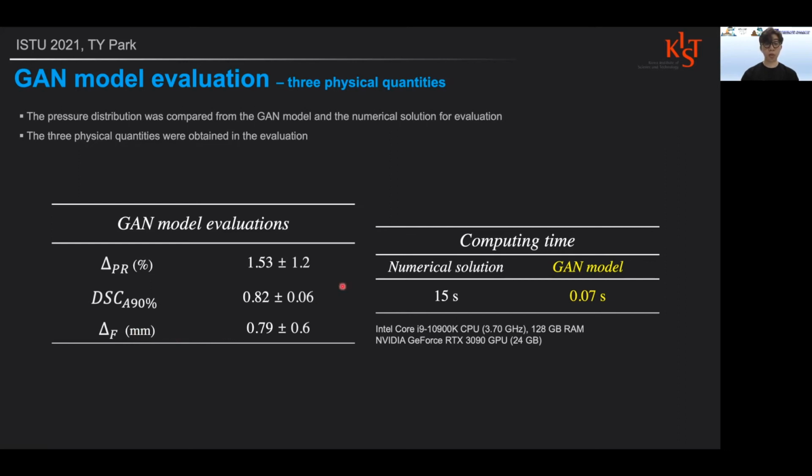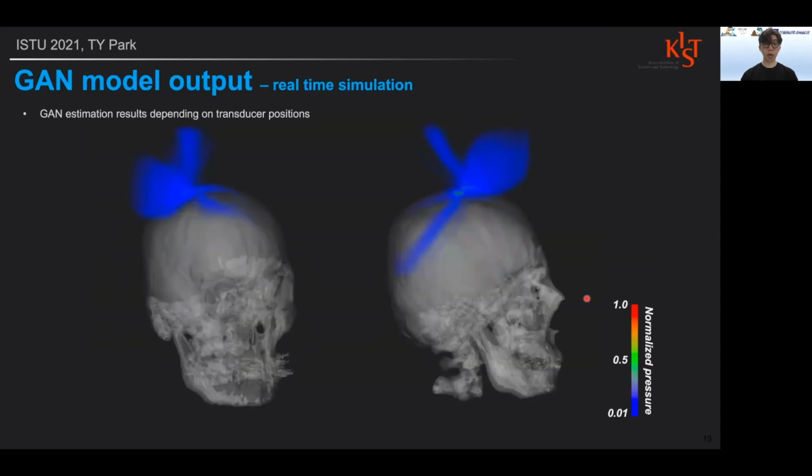The numerical solution took 15 seconds to give the acoustic simulation result. However, the GAN model estimation takes only 0.07 seconds. Because of its super fast computing time, like in this video, we can know the acoustic pressure distribution depending on the transducer position in real time. Linked with the surgical navigation system, we can use this model for online treatment planning.